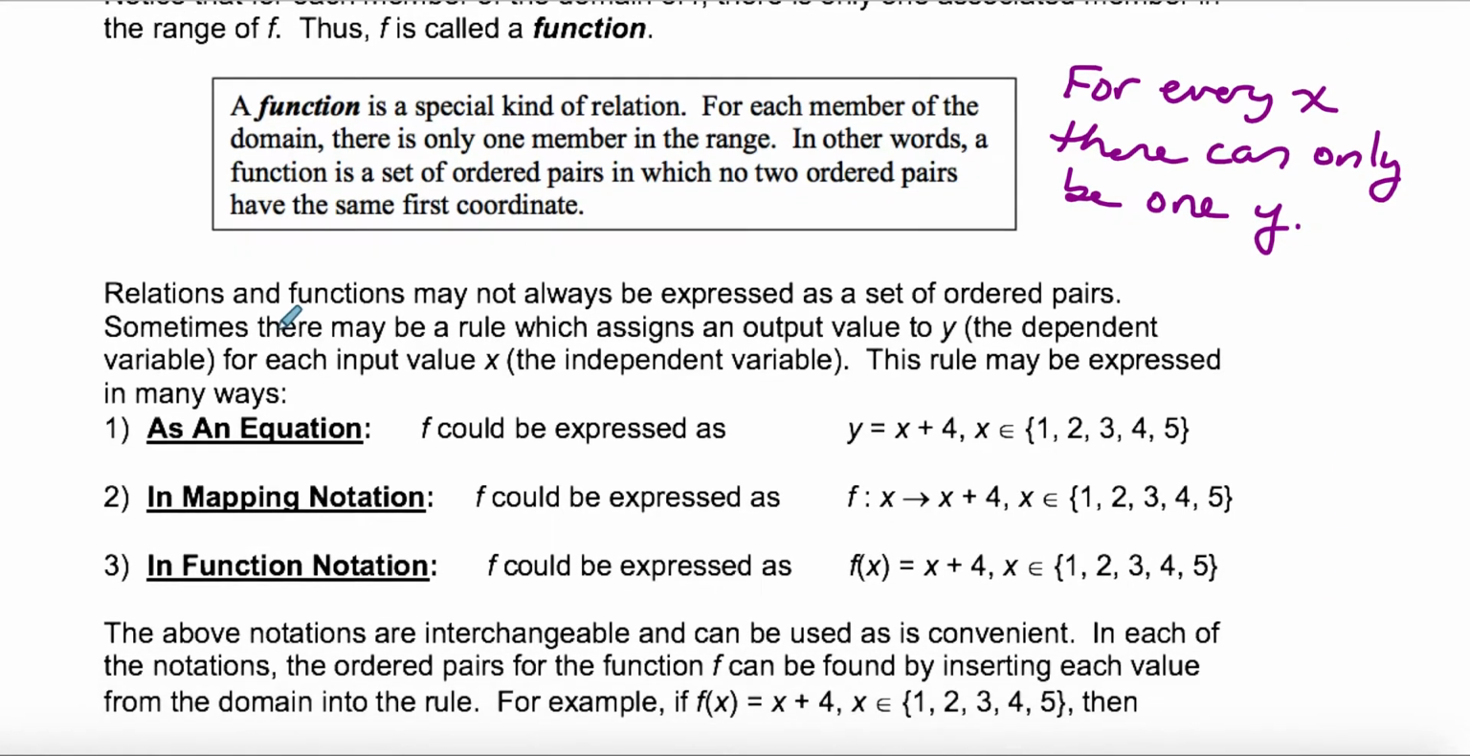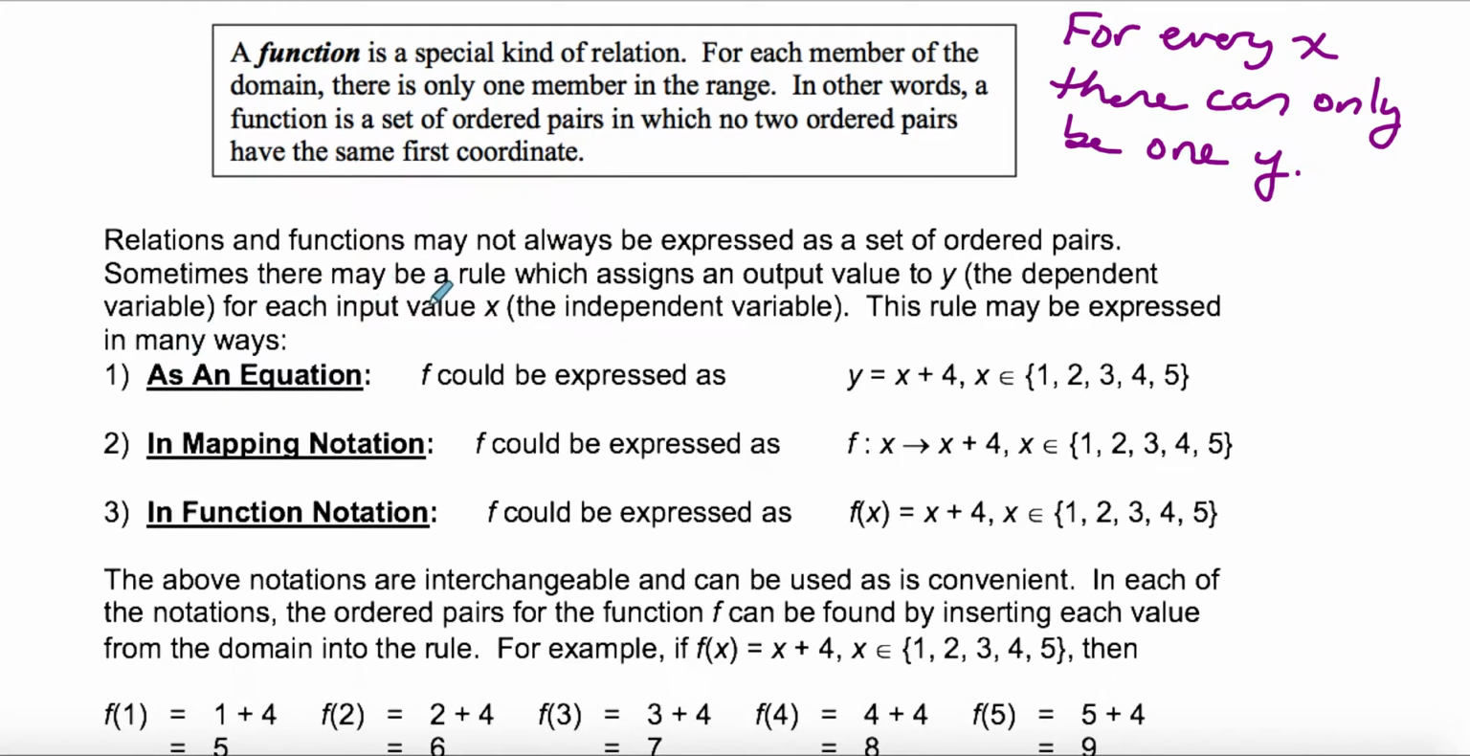First of all, relations and functions may not always be expressed as a set of ordered pairs. So we saw that before. Not every function is going to be a distinct set of ordered pairs. So sometimes there may be a rule which assigns an output value to y. So we might have an equation to tell us what the y values would be as long as we know what the x values are. This rule may be expressed in many ways.